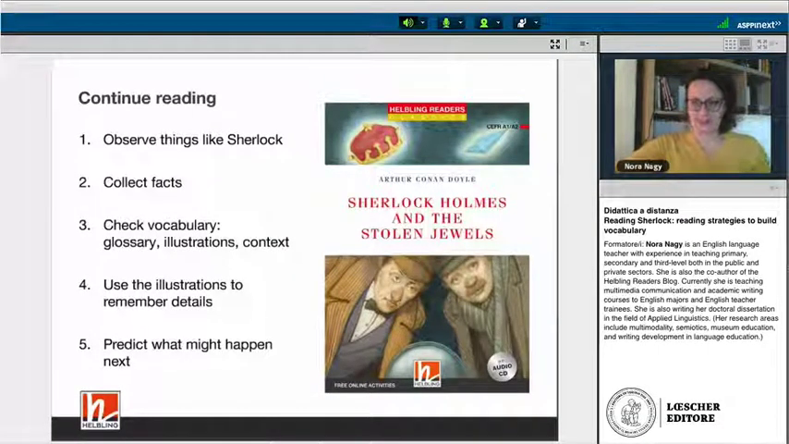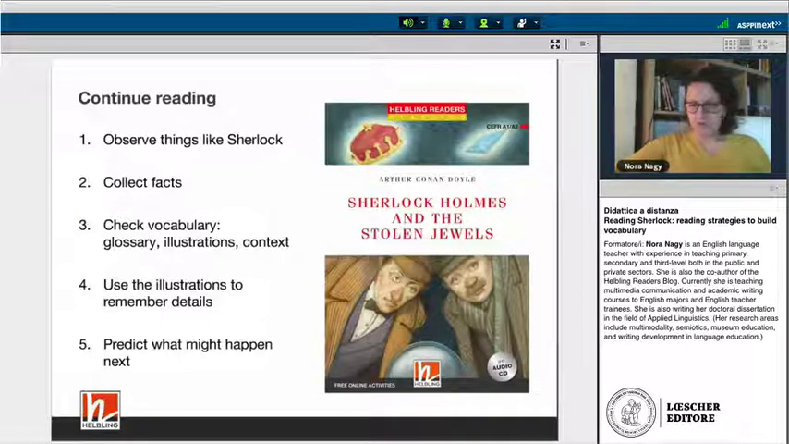All right. So if you continue reading, here are my tips. Observe things like Sherlock. You remember those slides where we talked about the hat, the facts, and what we learn about the man. So that's something that you can do as you read the following chapters. So collect facts as well. Always check vocabulary. You can use the glossary, the illustrations, and the context. I think that these three are enough. If you really don't understand them, maybe you can use the dictionary as well, but you will probably be fine just using the glossary and the illustrations.